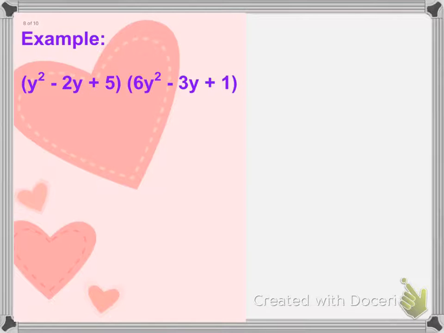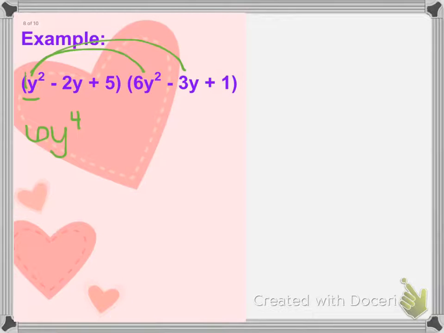This one is a little bit longer because my first set of parentheses also has 3 terms. But the process is exactly the same. I'm going to start by distributing the y squared, whereas there's a 1 in front of that y. So 1 times 6 is 6. In total I have 4 y's, 2 here and 2 here.